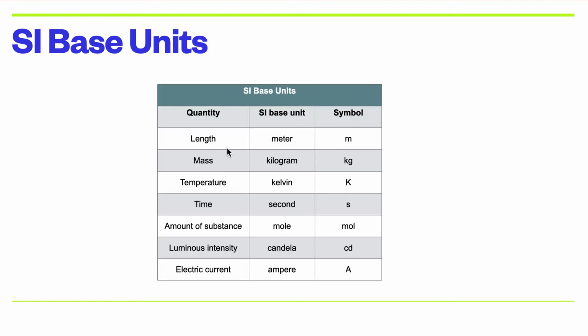We see here the SI unit for length is the meter, mass is kilogram, temperature is Kelvin, time is second, amount of substance is mole. These last 2 we really won't use too much this year. Luminous intensity, candela, and electric current is ampere.